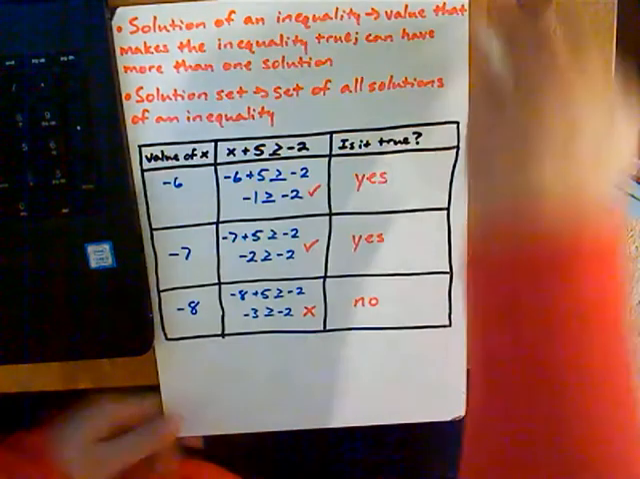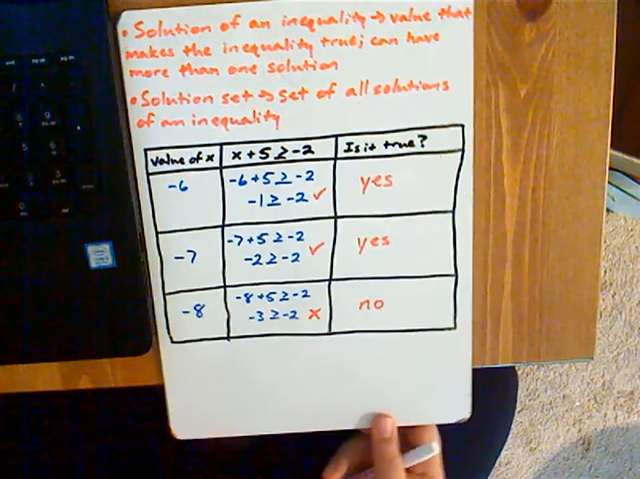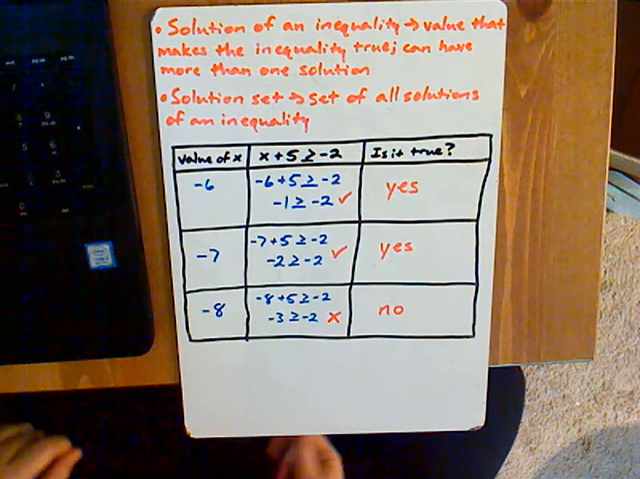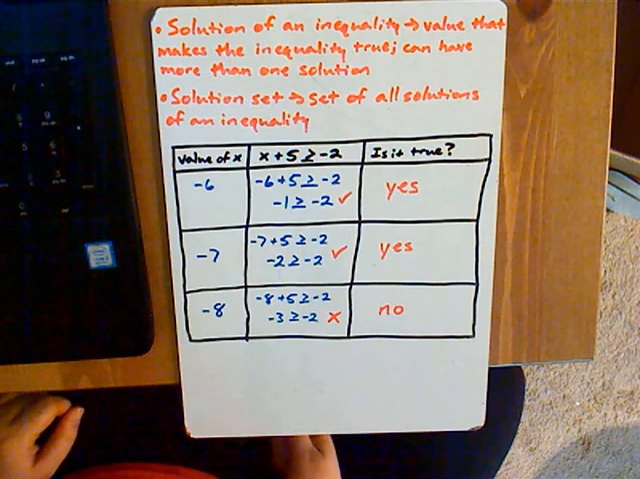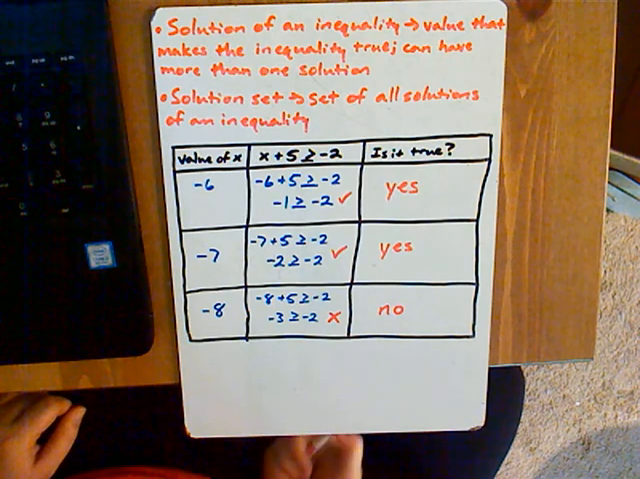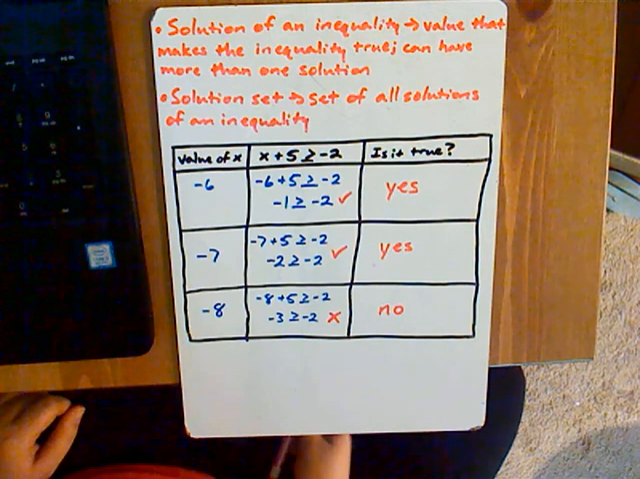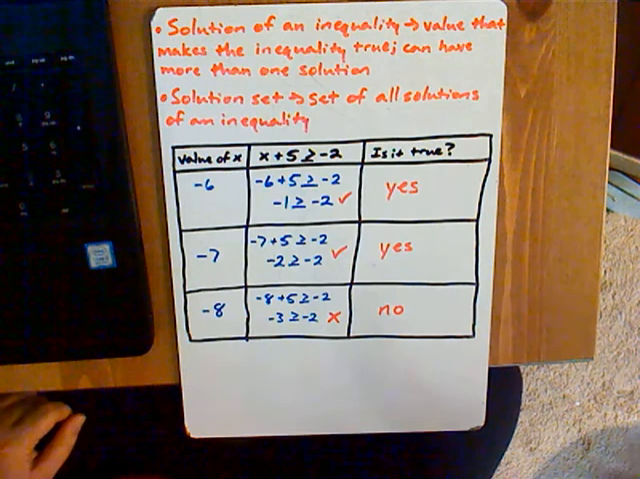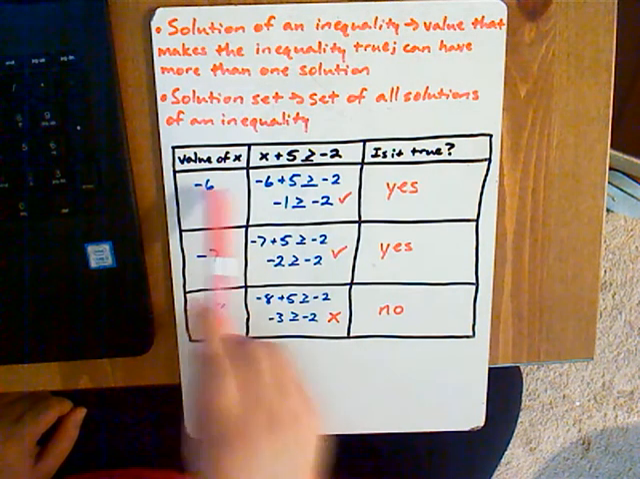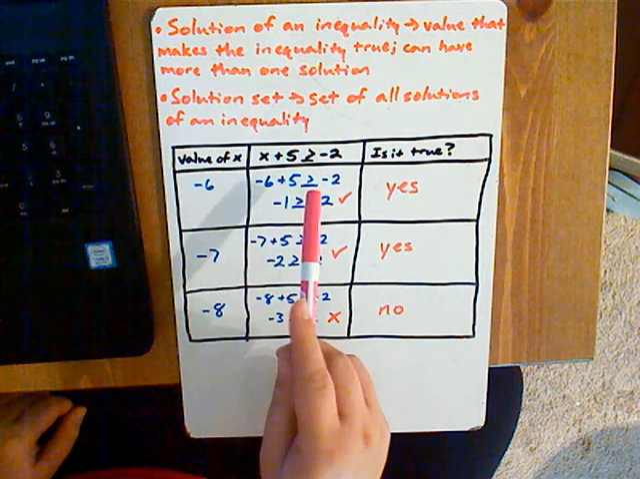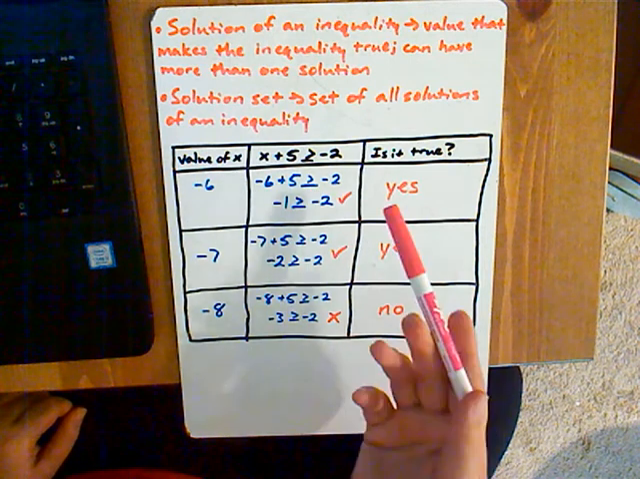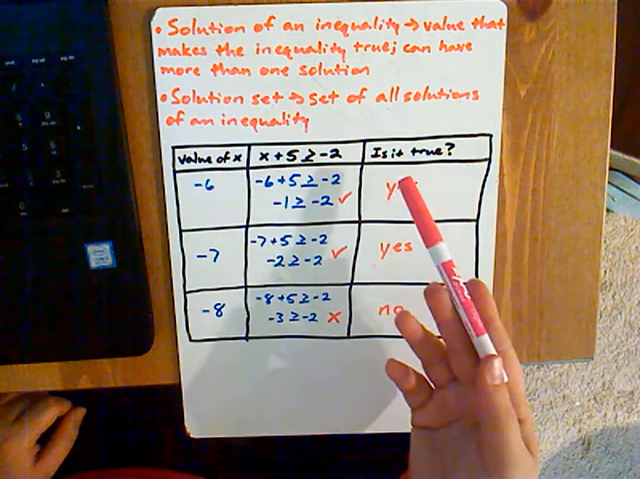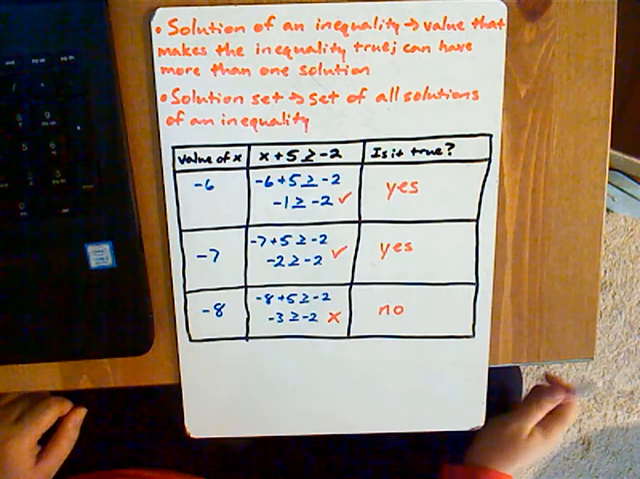All right, and then some other vocabulary words for you to keep in mind with inequalities are going to be solution of an inequality, and this is the value that makes the inequality true, and an inequality can have more than one solution. So a solution set is the set of all solutions of an inequality. So we have this chart here. Value of x, it has our inequality, x plus 5 is greater than or equal to negative 2, and then whether or not this is a true inequality.